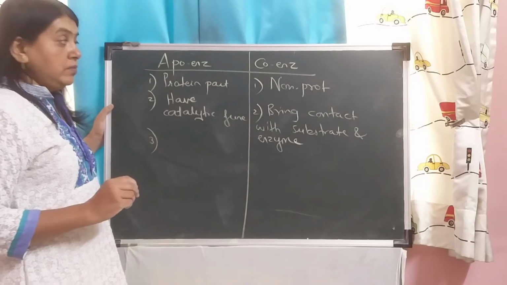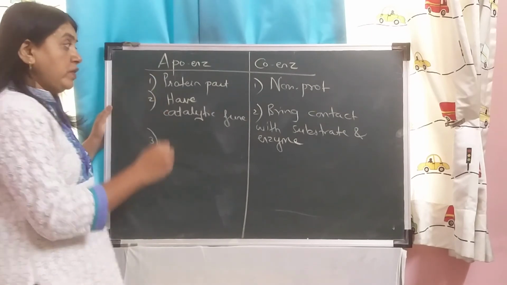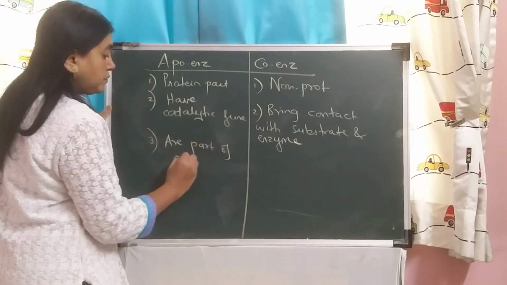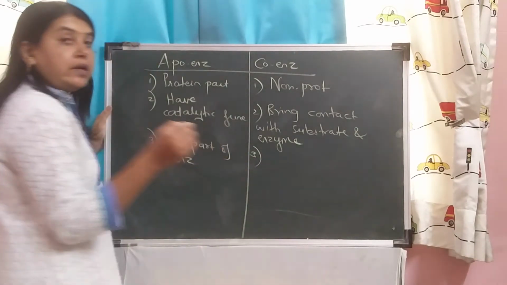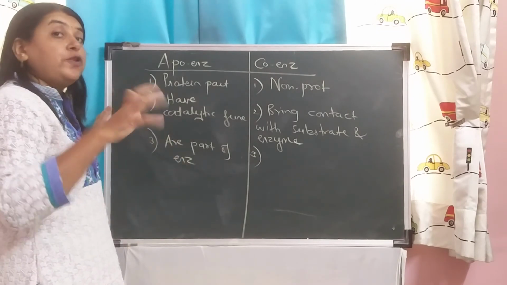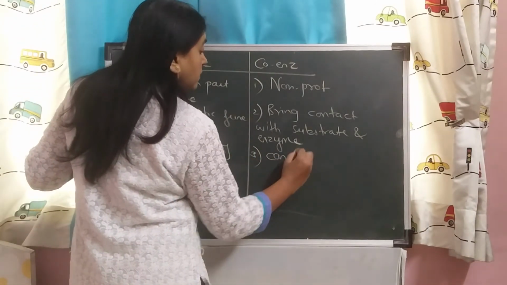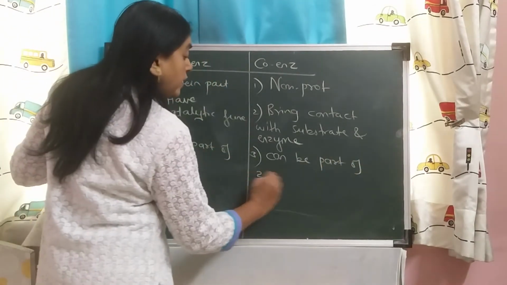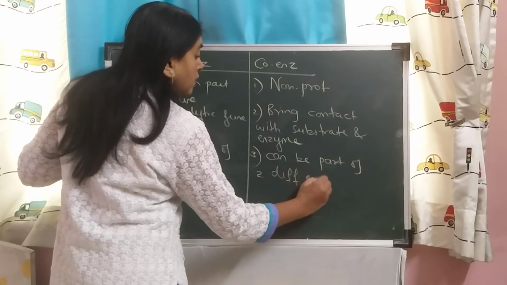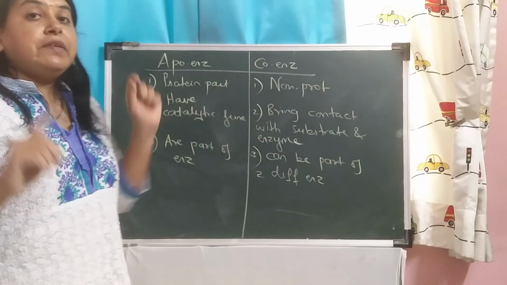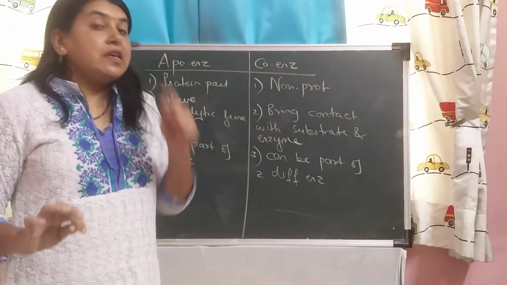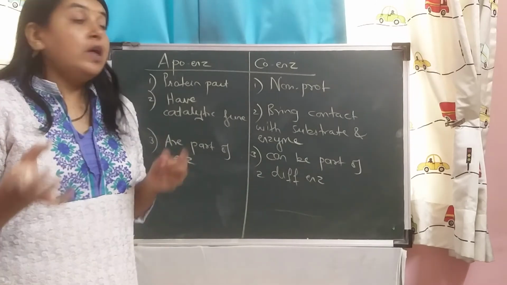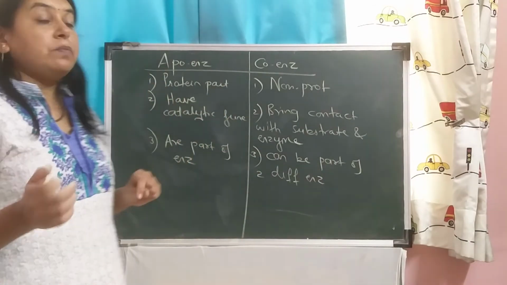Third, a coenzyme can be a part of two different enzymes. That means a single coenzyme can work with different apoenzymes, because it is an easily separable part from the enzyme.